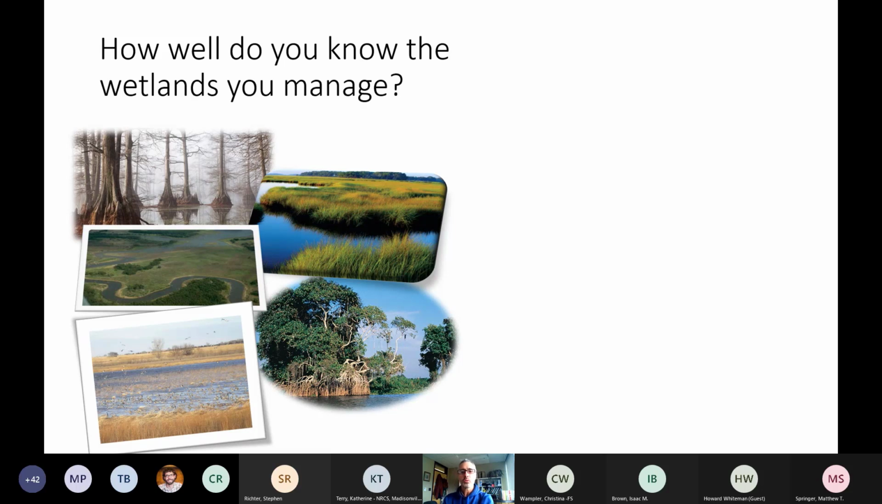So wetlands, we know, are incredibly diverse and complex. They span the aquatic and terrestrial systems. As Dr. Richter mentioned, they're wet and they're land. They're found in many regions, and they have different types of structures and functions. So they're complex, and given that, it's fair to ask, how well do you know the wetlands that you manage or that you use?